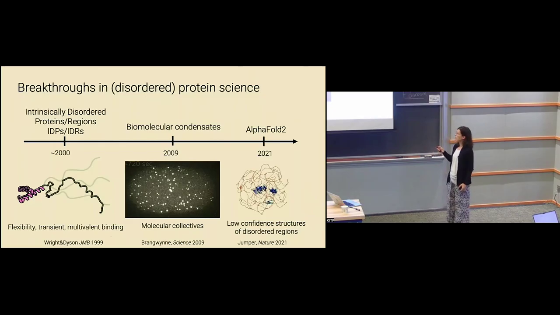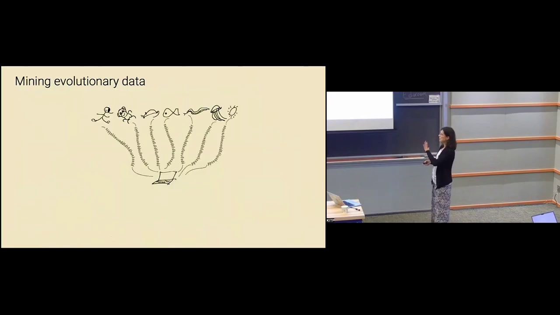Here we would have to think about ensembles, and there's a whole community simulating these IDRs and looking at their characteristics as ensembles. What we are doing is not this. We're actually trying to mine evolutionary data and use the huge amount of sequencing data we have accessible now because of all these genome sequencing efforts, and see what we can learn from it.